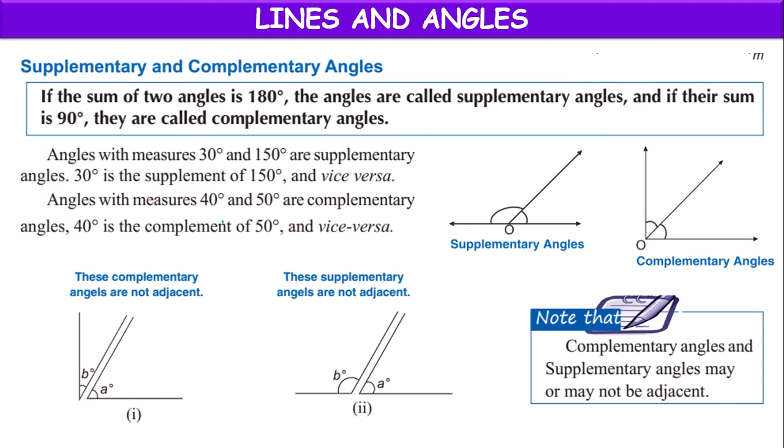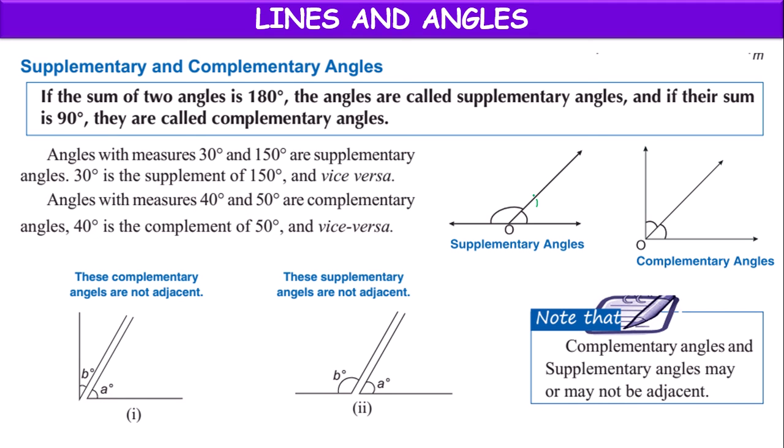Angles with measurements 40 degrees and 50 degrees are called complementary because their sum is equal to 90 degrees. So 40 degrees is the complement of 50 degrees, and 50 degrees is the complement of 40 degrees.